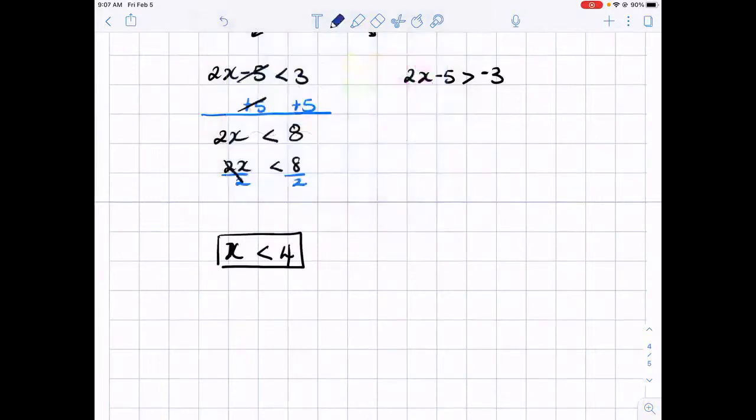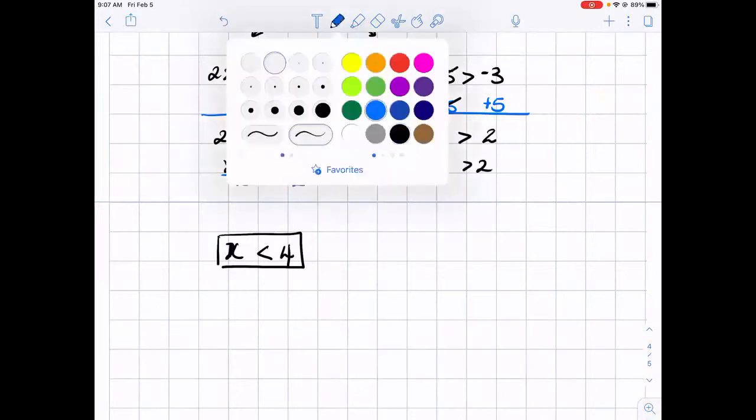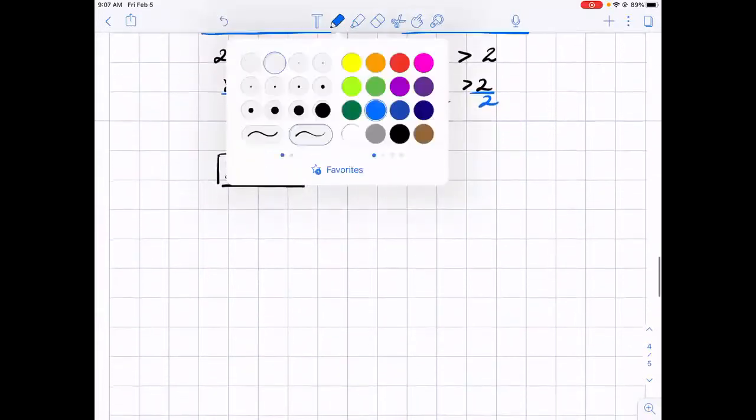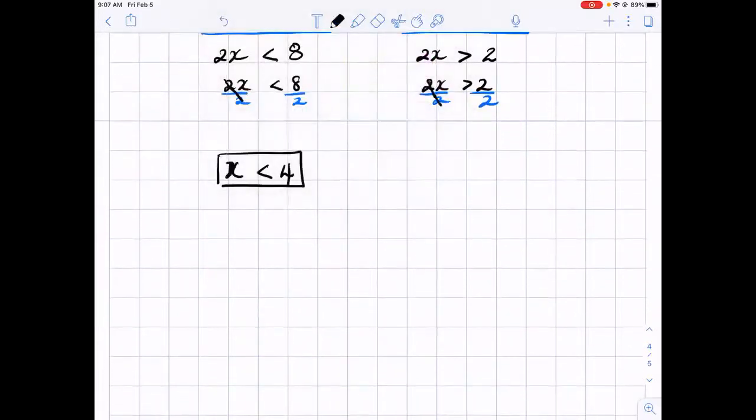Likewise, if I add 5 on the second part of this inequality, then I have 2x, the minus 5 and the plus 5 becomes 0, is greater than minus 3 plus 5, which is positive 2. Now if I divide both sides by 2 to isolate the x, the 2x becomes 1x, is greater than 2 divided by 2, which is 1.